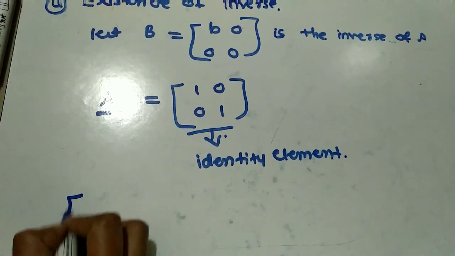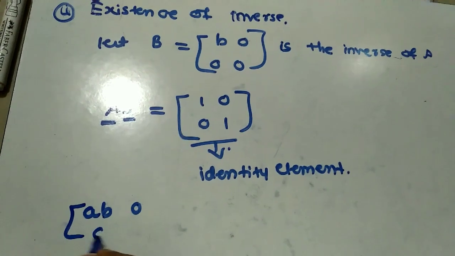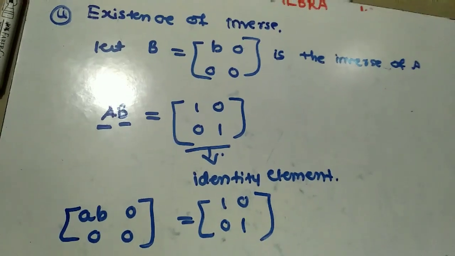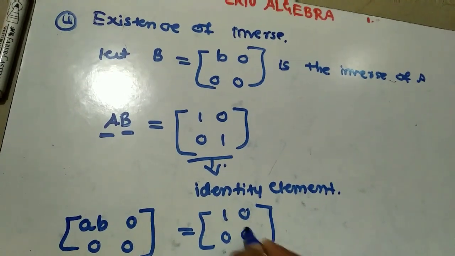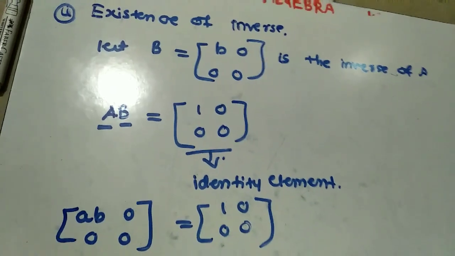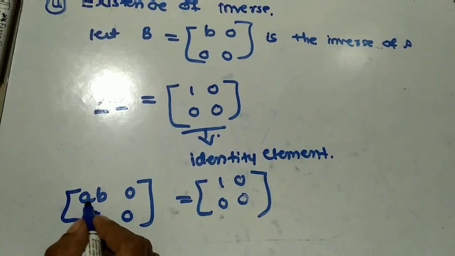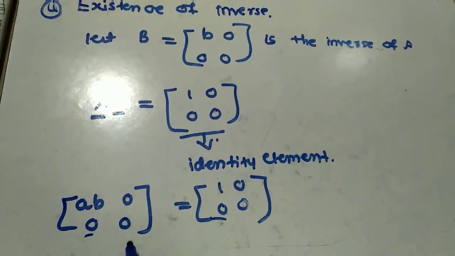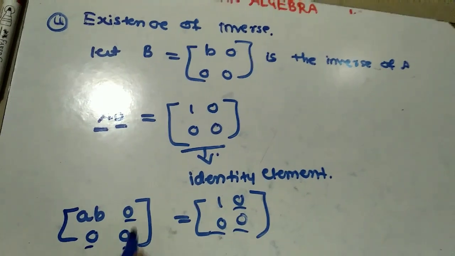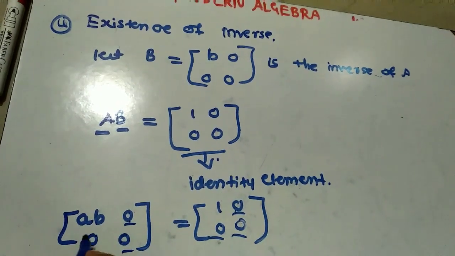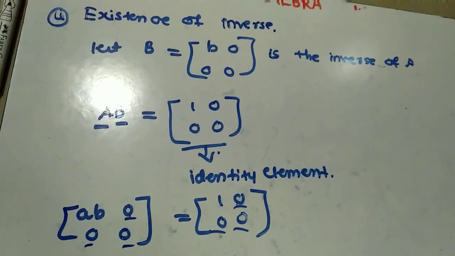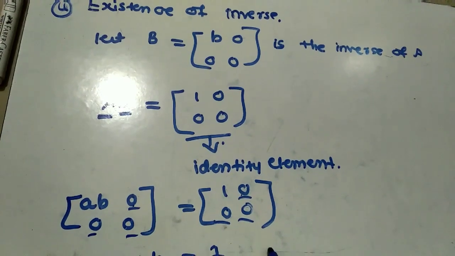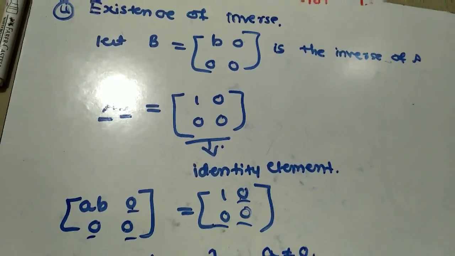So the product of AB is nothing but A B 0 0 0 equal to 1 0 0 1. Sorry, this is not a 1, I don't know why I am keeping it as a 1. So this is your identity element, 0, right? Guys, just look here. When we say two matrices are equal, the elements should be equal. So this is 0, 0, 0, 0. Therefore AB is equal to 1, and we know that A is not equal to 0.